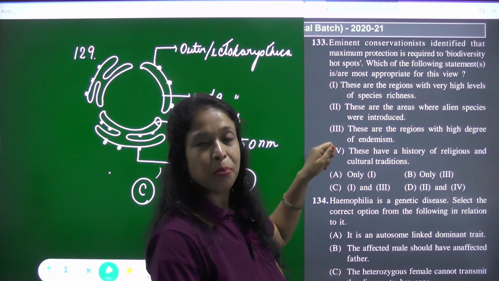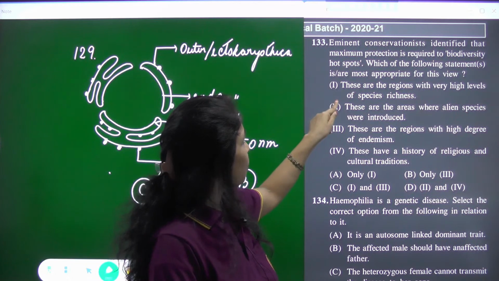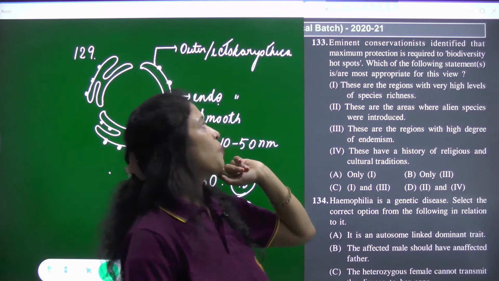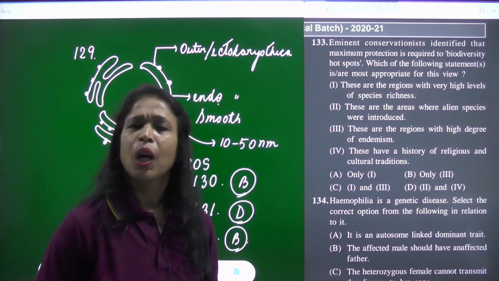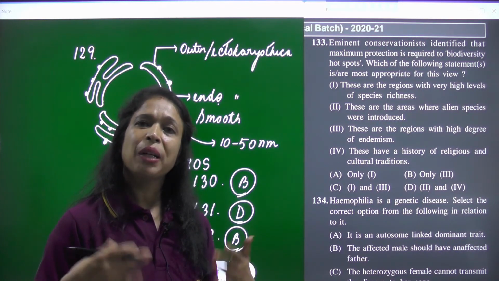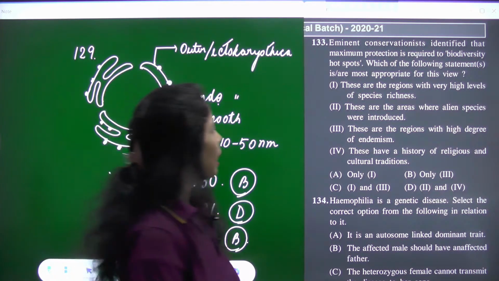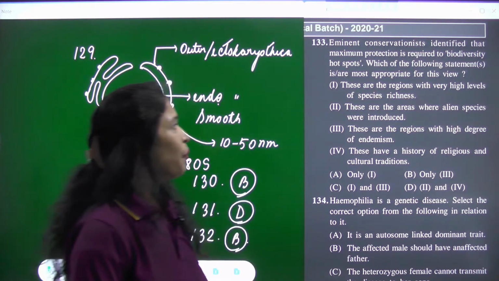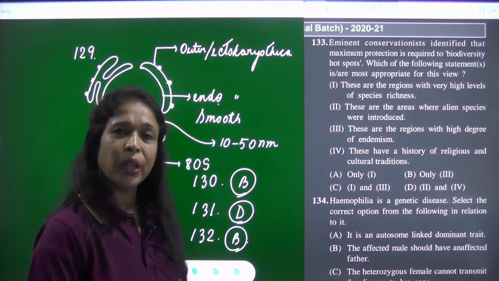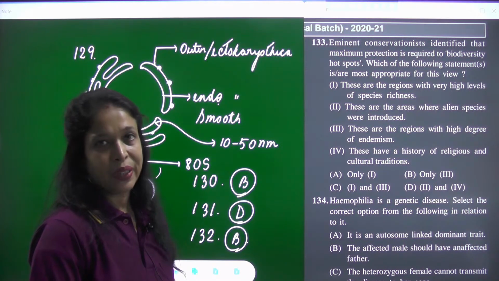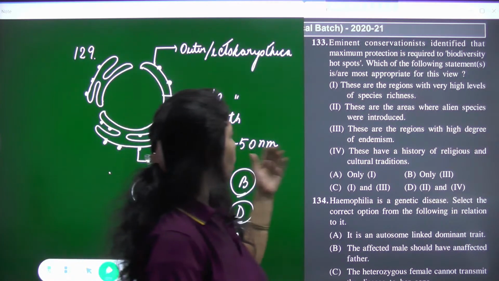Hotspot biodiversity protections के लिए पहला क्या दिया हुआ है? These are the region with very high level of species richness, correct? Hotspot is what? Having maximum species diversity. So पहला statement तो right हो गया. Second, these are the area where alien species were introduced. No, no alien invasion in hotspot area. So second statement wrong है.